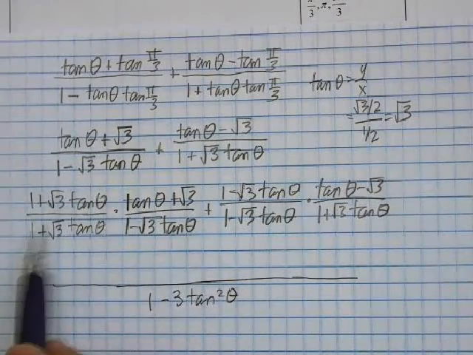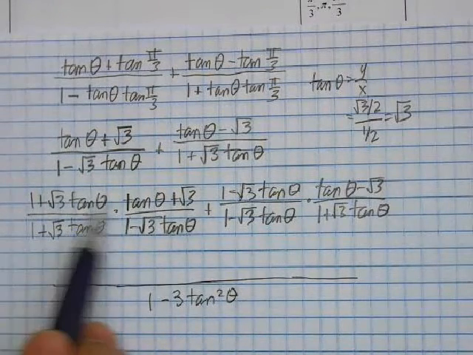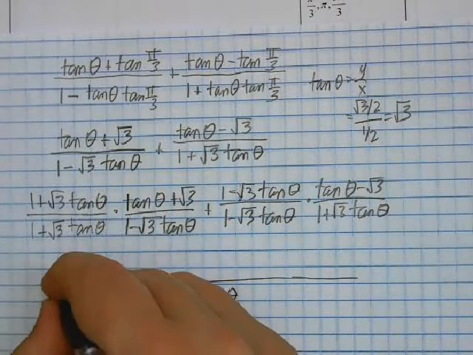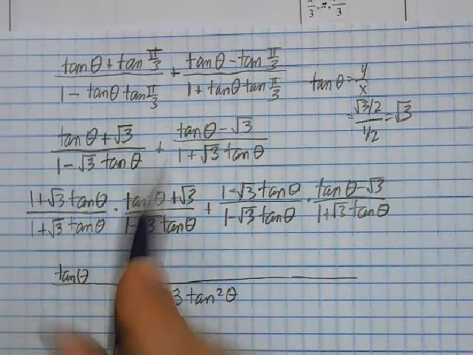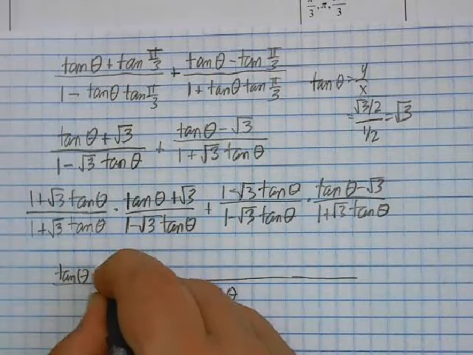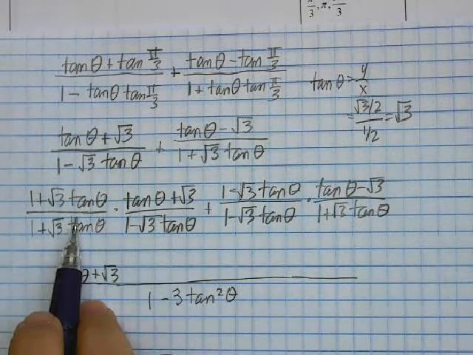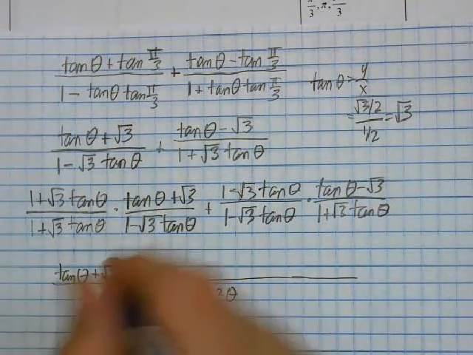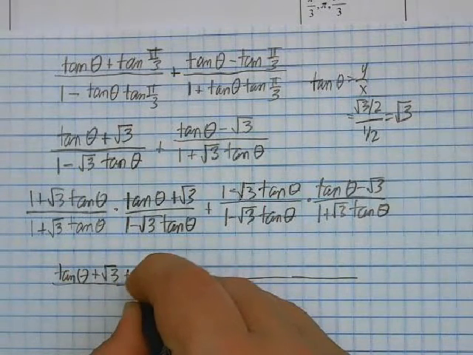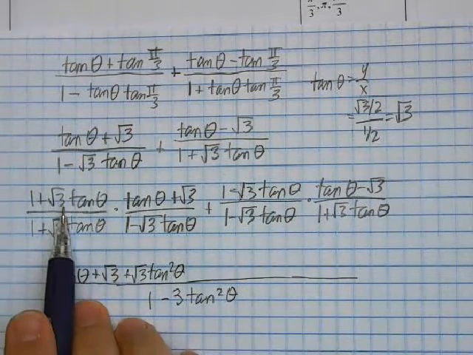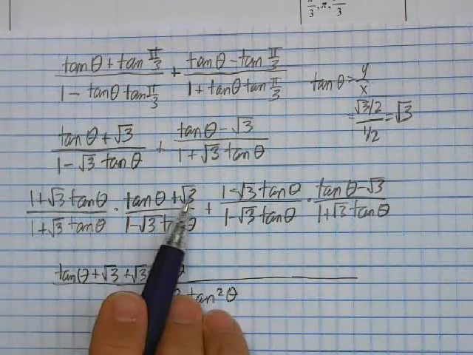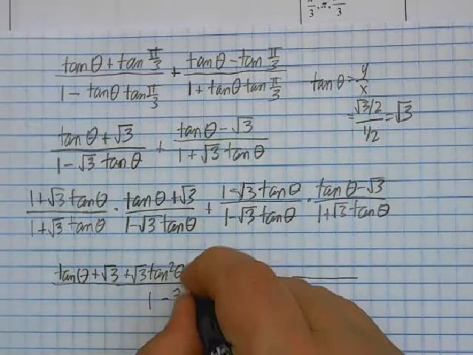Okay, now for the top, I'm going to FOIL. So 1 times tangent theta is tangent theta. 1 times radical 3 is radical 3. Radical 3 tangent theta times tangent theta is radical 3 tangent squared theta. And then radical 3 tangent theta times radical 3 is 3 tangent theta.